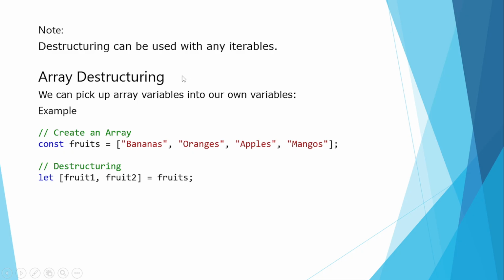Array destructuring. We can pick up array values into our own variables. For example, from this fruit array, we are assigning the values to our variables.